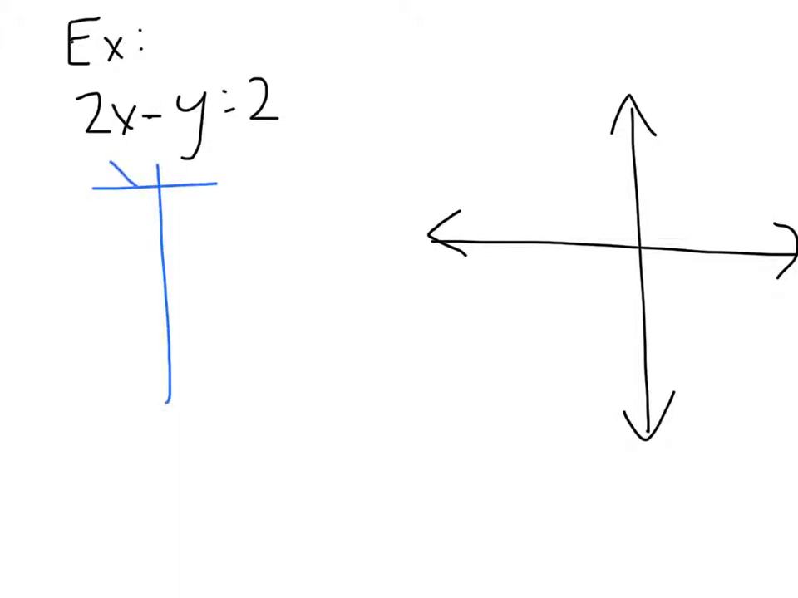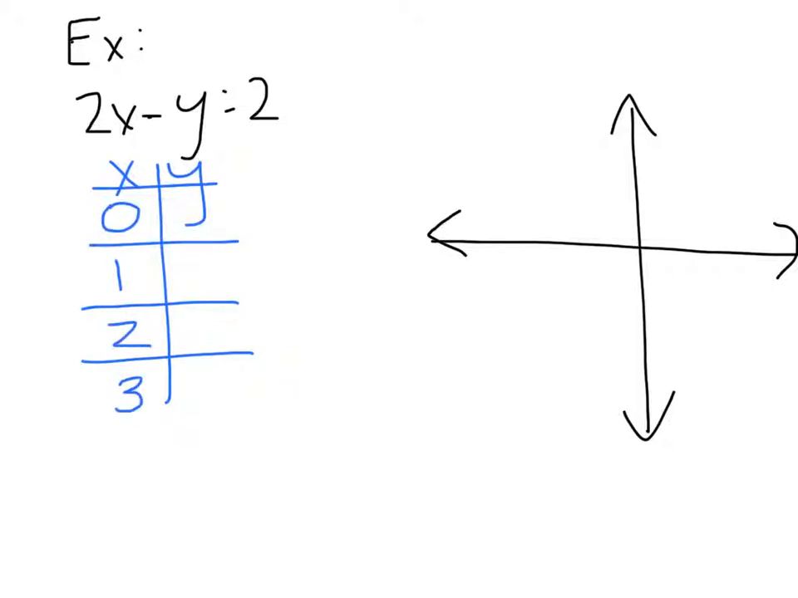So I'm going to make an XY table, and I'm going to choose some domains. We usually need to choose 4. So I'm going to choose small ones, 0, 1, 2, and 3. So then I'm going to plug them in and find what y value matches with that x. I might have to actually solve an equation. So if x is 0, I have 2 times 0 minus y equals 2. So I have 0 minus y equals 2. So negative y equals 2, which means that y equals negative 2. So if x is 0, y is negative 2.